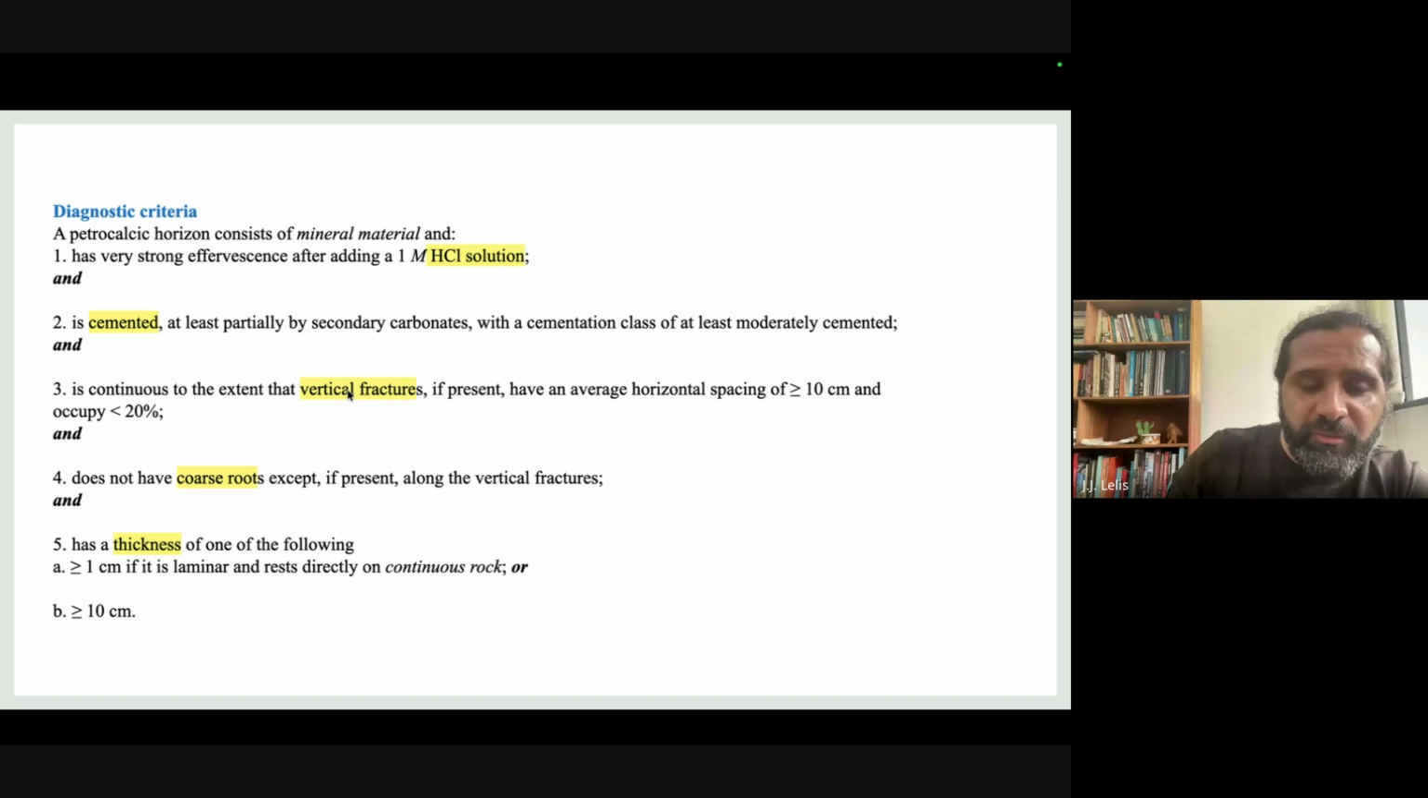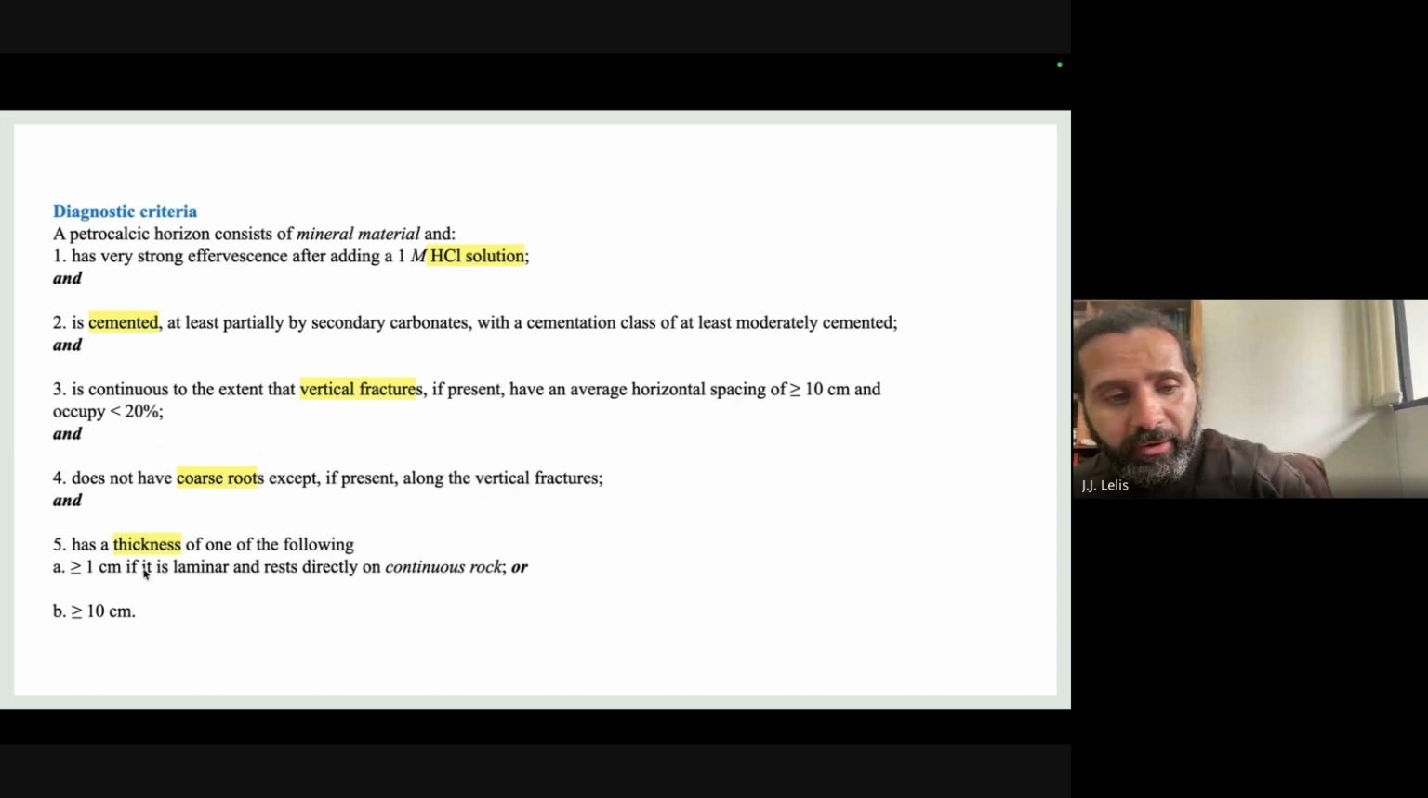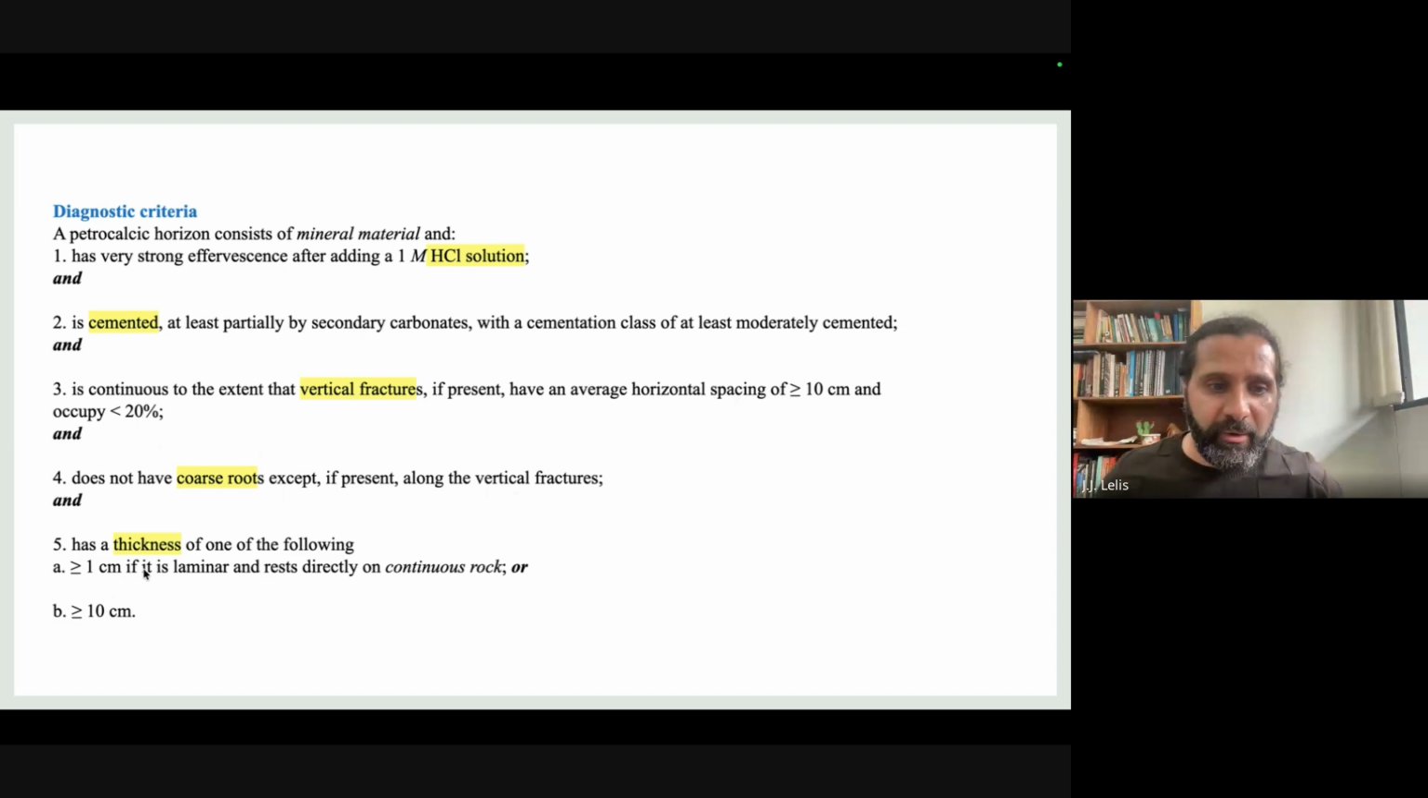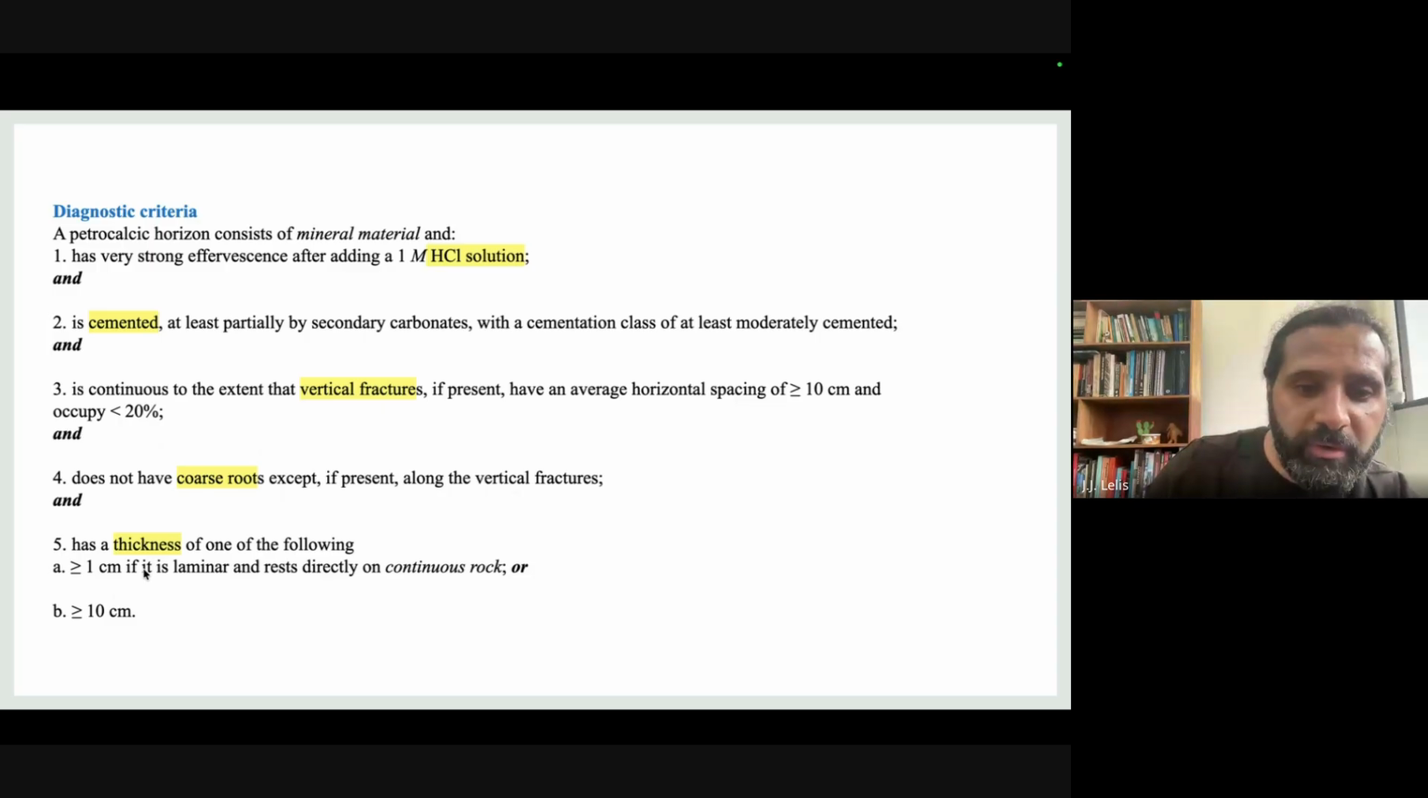If these vertical fractures are present, the distance between them should be at least 10 centimeters, and they should occupy less than 20% of the horizon, so a low frequency. They do not have coarse roots, except if these coarse roots are growing through the vertical fractures, and they register a minimum thickness of 1 centimeter or 10 centimeters. 1 centimeter, I'm sorry, if it is laminar and rests directly on continuous rock.